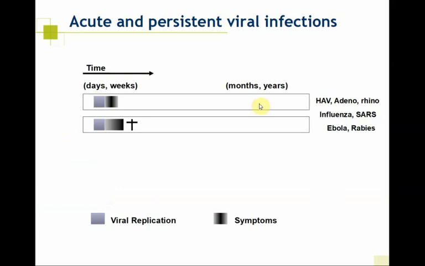So, just general features of viral infections. You can have acute and persistent viral infections. Most of the time when somebody says, oh, I was ill last week, I had a virus, you think about acute infections. And what happens is, you get infected, the virus starts to replicate, then you have symptoms, and then you get better. Or you get infected, the virus starts to replicate, you get symptoms that get progressively worse, and you die.